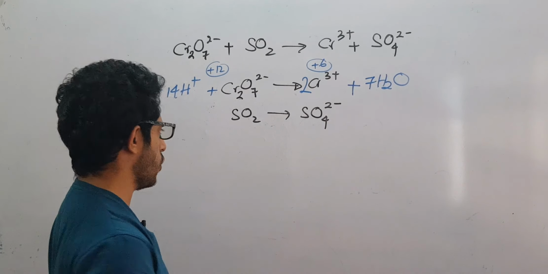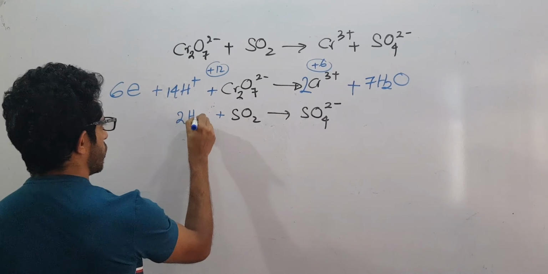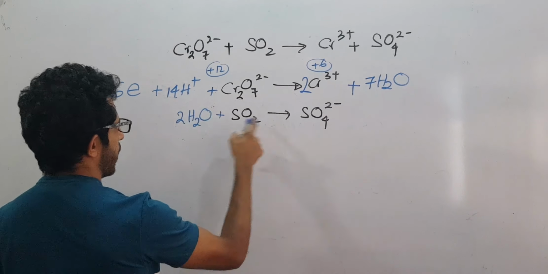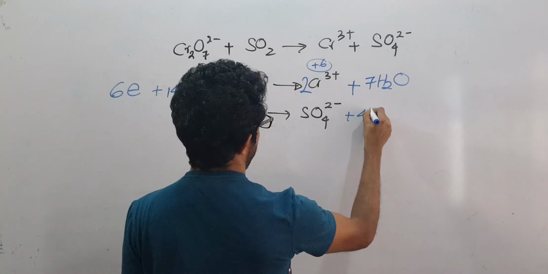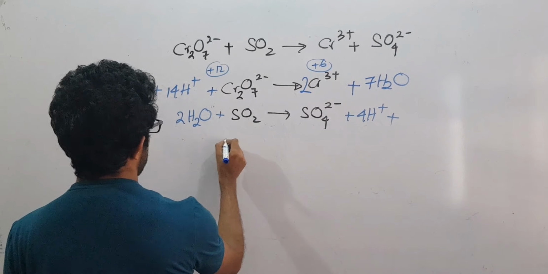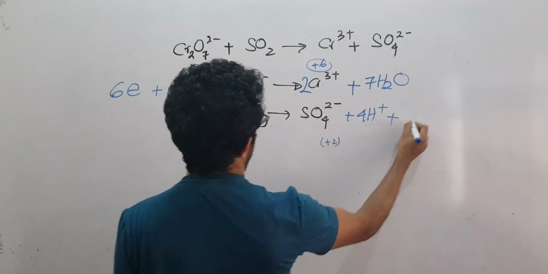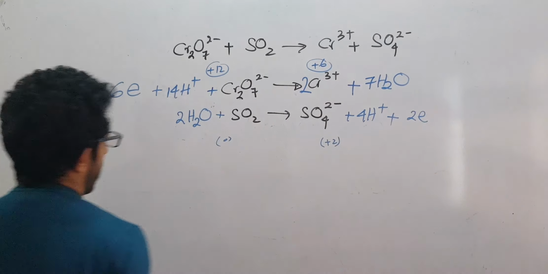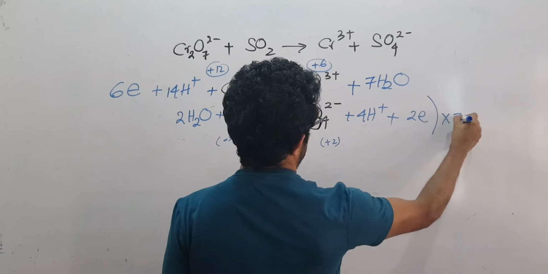Balance sulfur, that's already balanced. 2 oxygens here, 4 here, balance oxygen by adding water. So 2H2O to this side. You have already 2, so only 2H2 is remaining. 2 into 2, 4H plus. Then charge. This side total 0 charge, this side minus 2 plus 4 means plus 2 charge. So you have to add just 2 electrons. Again, 2 electrons and 6 electrons, I can multiply this by 3.